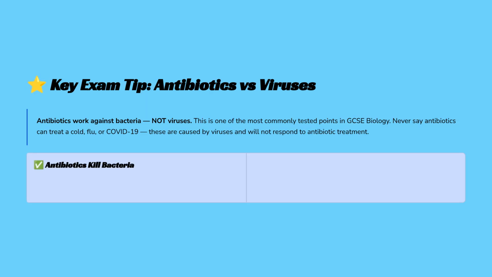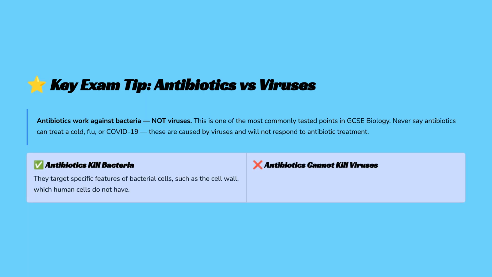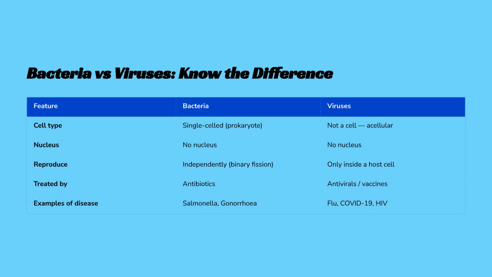They work by targeting structures unique to bacteria, like the cell wall. Viruses lack these features, so they do not respond to antibiotics. This is a common test question. This table reinforces the differences. Remember, bacteria are living cells that reproduce independently and are treated with antibiotics.